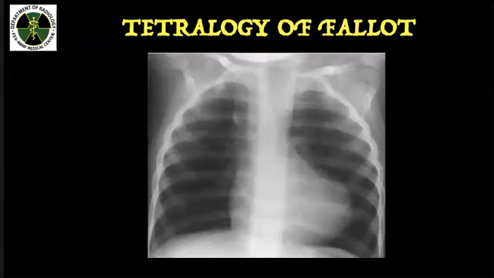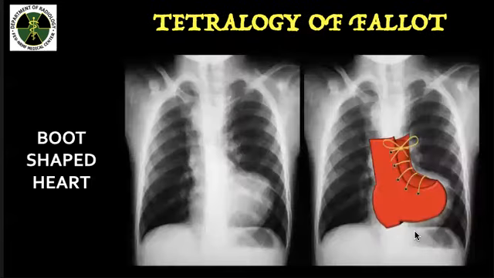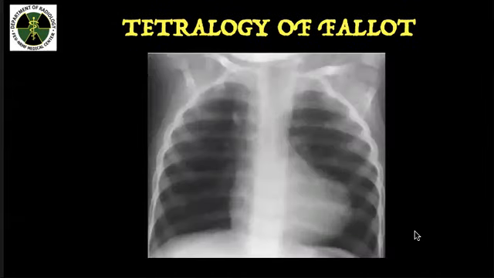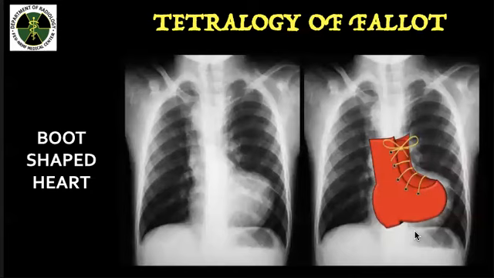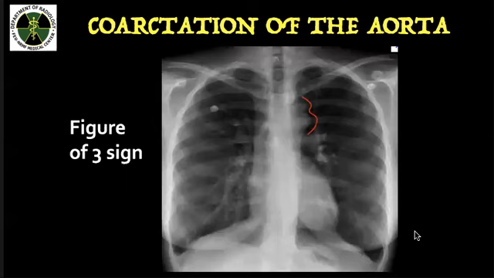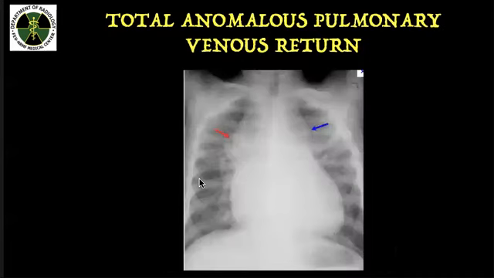So now let's go to your cardiac pathologies. Introduction to your cardiac pathologies. This is an example of your tetralogy of Fallot. As you can see, it is a boot-shaped heart. If you see this sign, your boot-shaped heart, you will think of tetralogy of Fallot. And then your coarctation of the aorta, you have your figure of 3 sign. So that's your coarctation of the aorta.